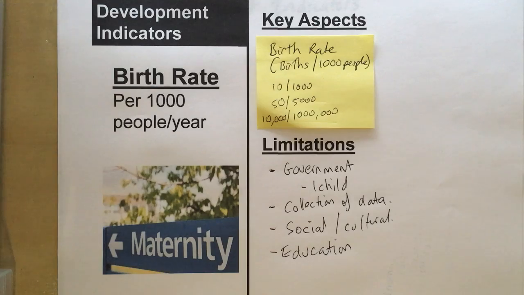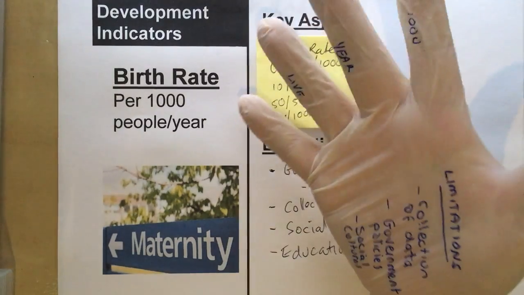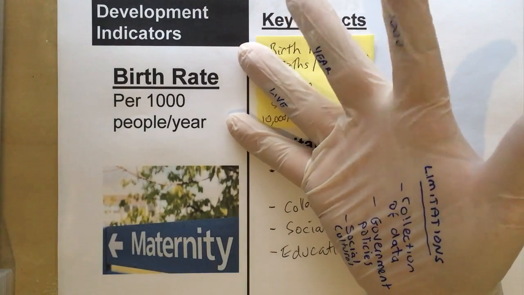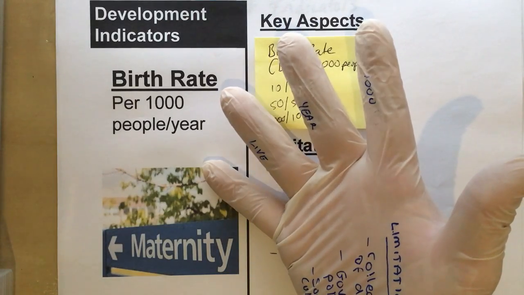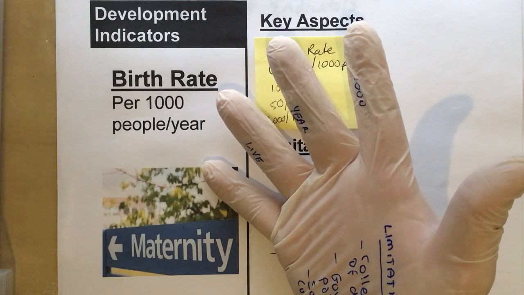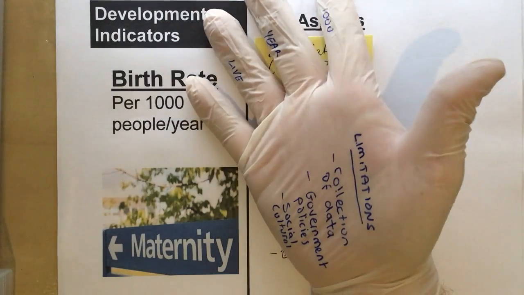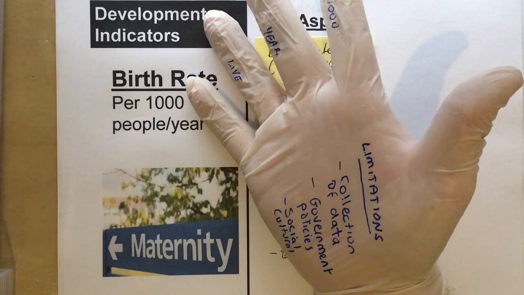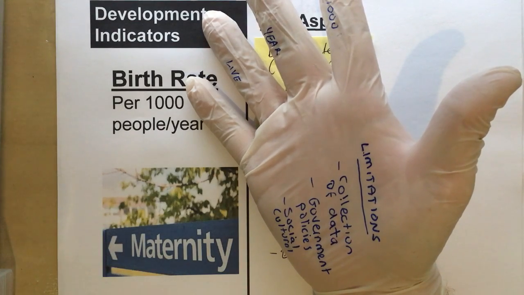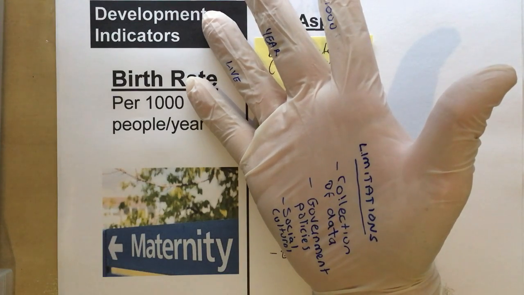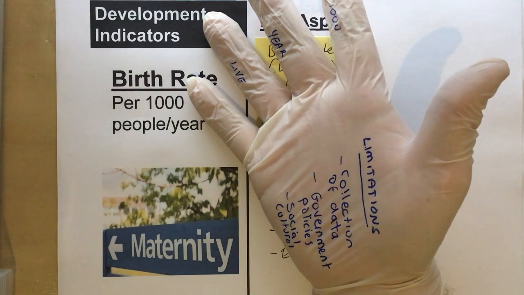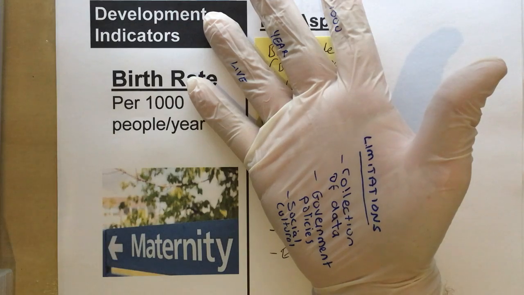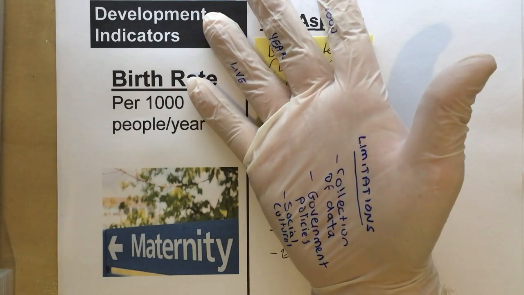So that's birth rate, and here are some of the key things. It's per 1,000 people, it's measured every year, and it's the number of live births per 1,000 people of the population. Some of the limitations are that the collection of data isn't always reliable. The government policies, we need to understand those, so not just read the raw data, and also understand the social and cultural expectations in that country for each family.